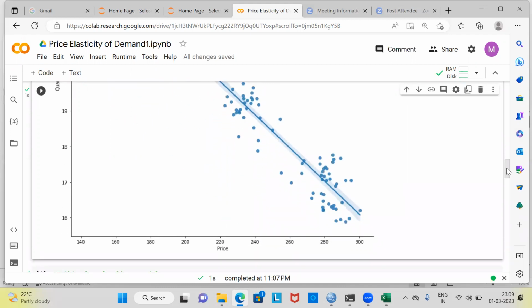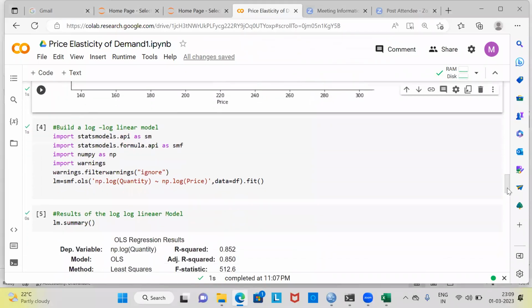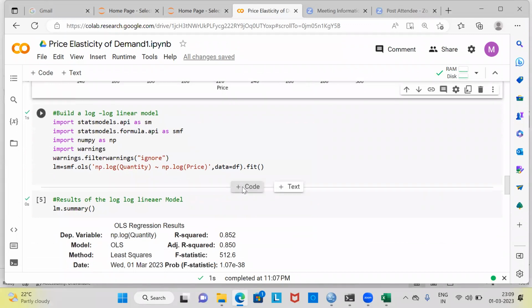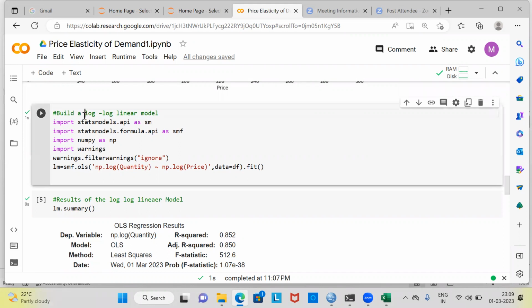So even before you build a model, you can almost predict that the price elasticity of demand in this case will be negative. But what is the right number? We need to quantify that. Let's just quickly quantify that with the help of a model. In the next slide, what I'm going to show is to build a log-log linear model. I repeat, we are going to build a log-log linear model.